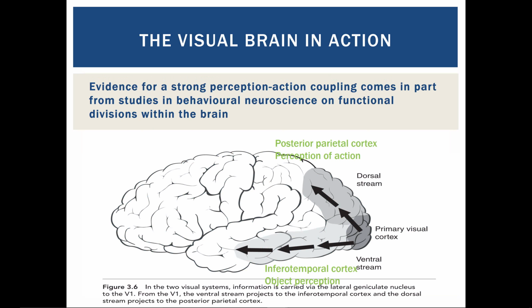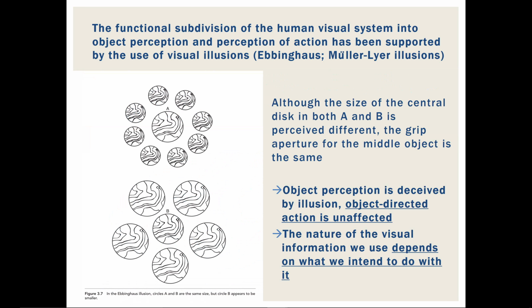This is called the Ebbinghaus illusion, and there's another illusion called the Muller-Lyer illusion. Muller-Lyer, I think. Yeah, Muller-Lyer. Sorry, Muller-Lyer illusion. This is the Ebbinghaus illusion, and the best way to describe that we have two different streams of how visual information reaches the central nervous system is using this illusion. In this illusion, which of the objects is largest in size, A or B? Which of the middle circles?